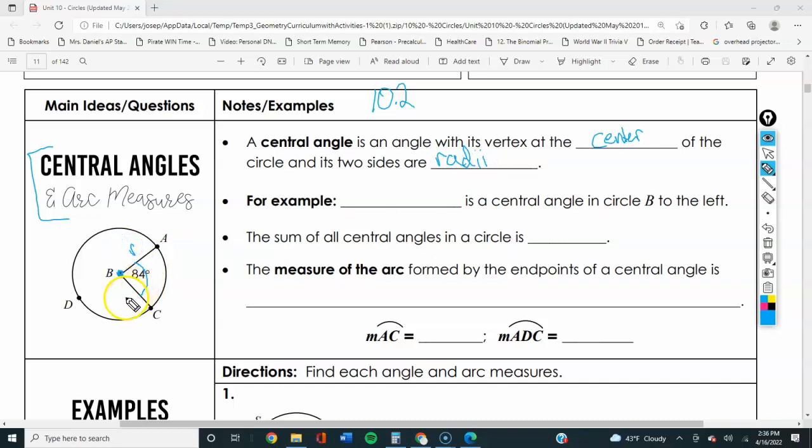So these are both radii. They're the same length. They make up the radius of the circle. That's something to keep in mind, that they're the same length. For example, in this one, we would call angle ABC, with B as your vertex, a central angle. Now, the sum of all central angles is all the degrees in a circle. So if I start here and go in a circle, that is 360 degrees.